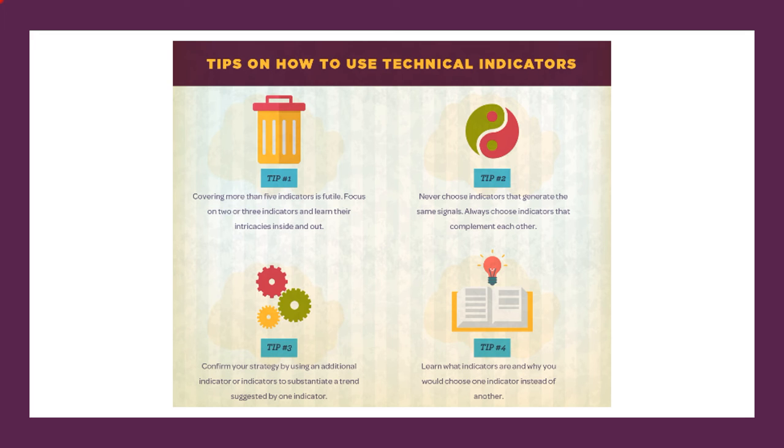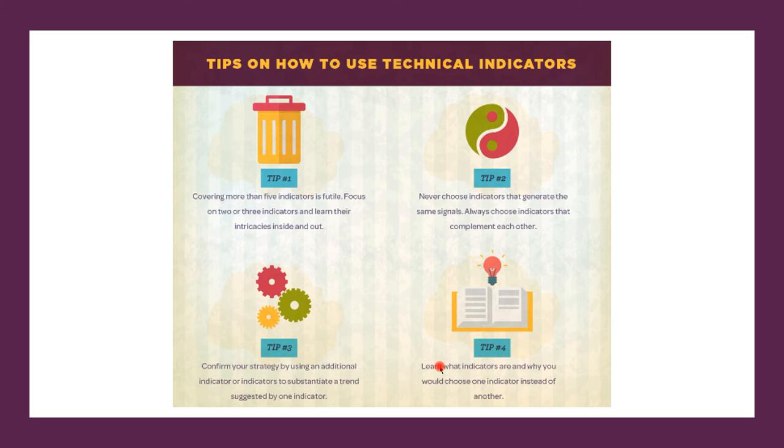Never choose indicators that generate the same signals. Always choose indicators that complement each other. Confirm your strategy by using an additional indicator or indicators to substantiate a trend. Now, what I will do now and then, and I like MACD, is use it as a confirmation tool. When I can't really make a decision, I need something to help me, push me. I may look at an indicator as the last resort, as a confirmation tool, as a final filter, and say, okay, if MACD says buy or MACD says the market's overbought or oversold, okay, that's enough at this point.